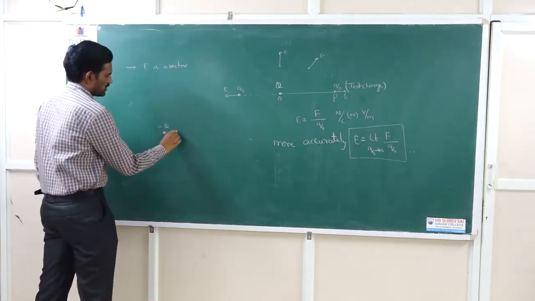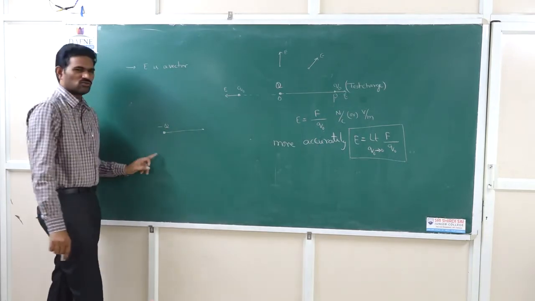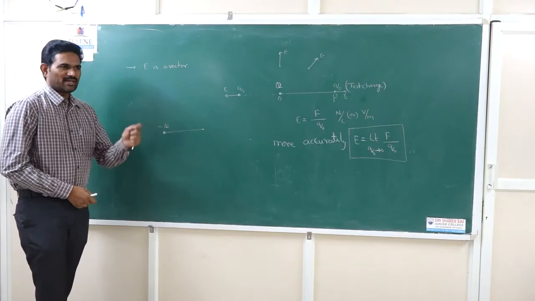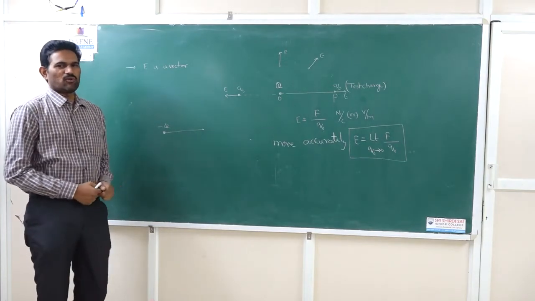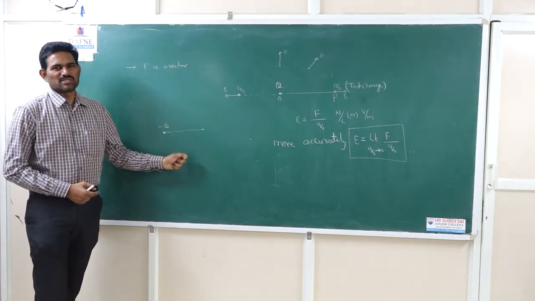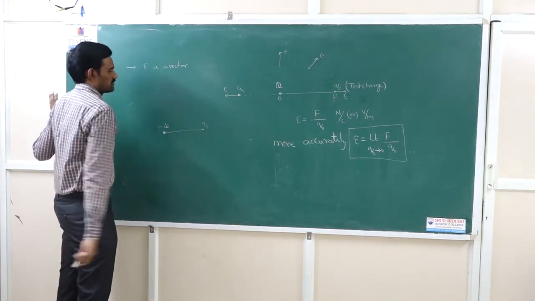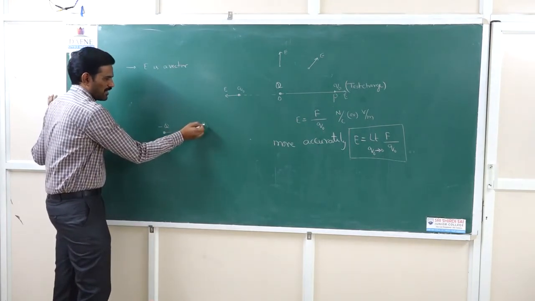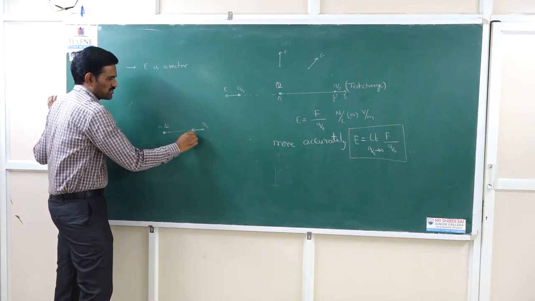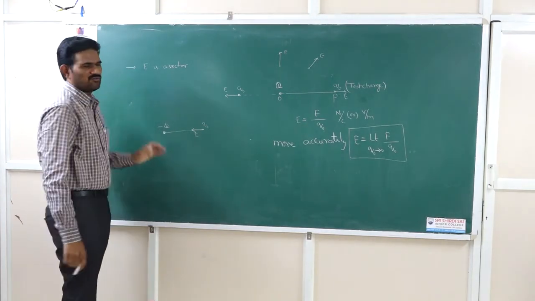Here, suppose we need to find the electric field direction due to this negative charge. As I said, the direction of the electric field at any point is the direction in which a unit positive charge tends to move. That means if we release a particle Q0 here, there is an attractive force acting on it, and because of this attractive force it starts moving in this direction. So we can say the electric field will be in this direction.